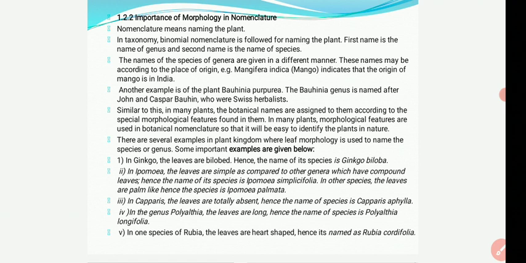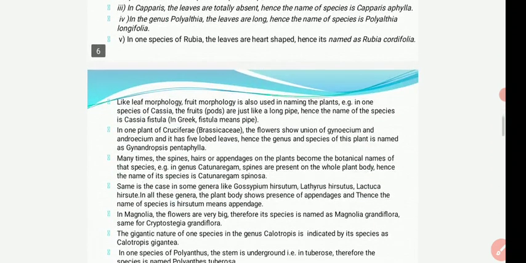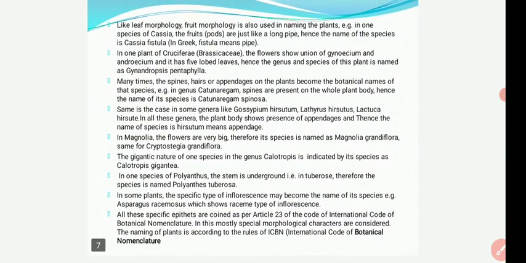In some plants, the specific type of inflorescence may become the name of its species. For example, Asparagus racemosus, which shows a raceme type of inflorescence. All these specific epithets are coined as per Article 23 of the International Code of Botanical Nomenclature, and in this, mostly special morphological characters are considered. The naming of plants is according to the rules of the ICBN, that is, the International Code of Botanical Nomenclature. So this is all about the importance of morphological characters in nomenclature.